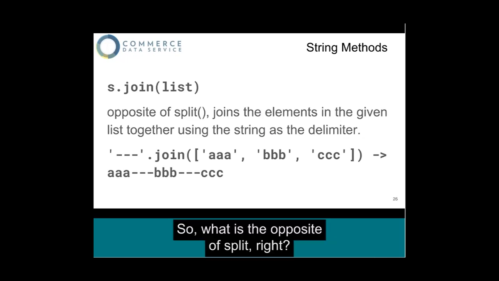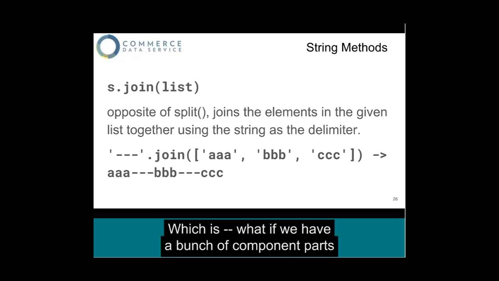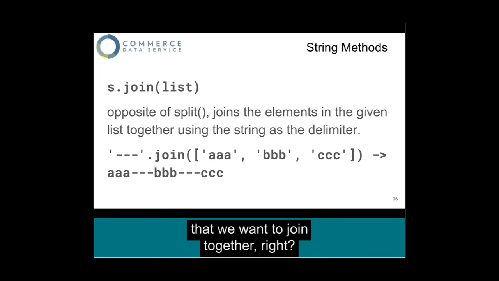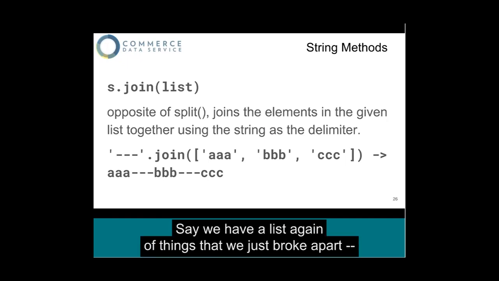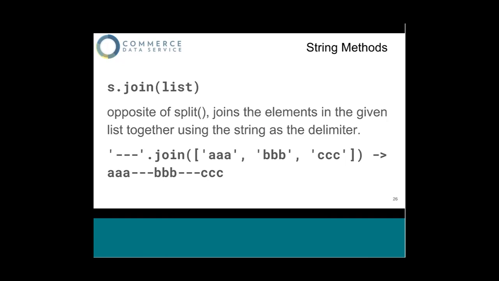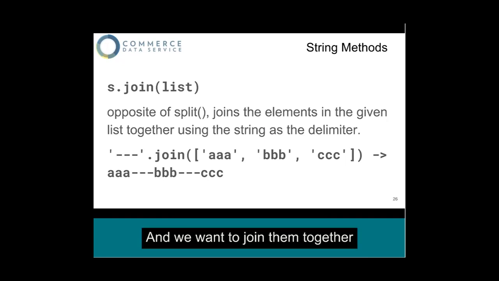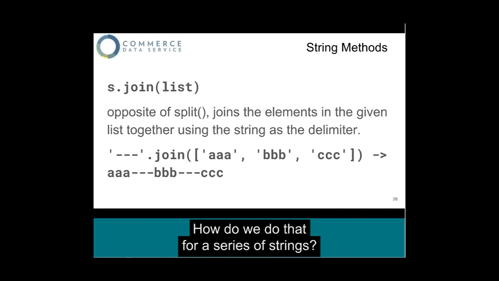So what is the opposite of split, right? What if we have a bunch of component parts that we want to join together? Say we have a list again of things that we just broke apart, AAA, BBB, CCC. And we want to join them together, but this time we want to add hyphen, hyphen, hyphen in between each join, right? How do we do that for a series of strings?